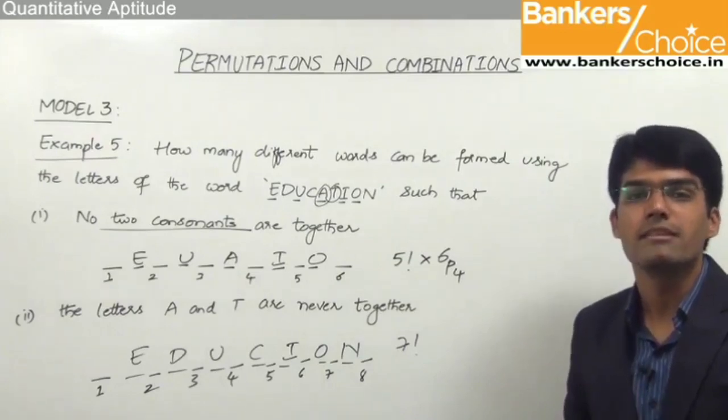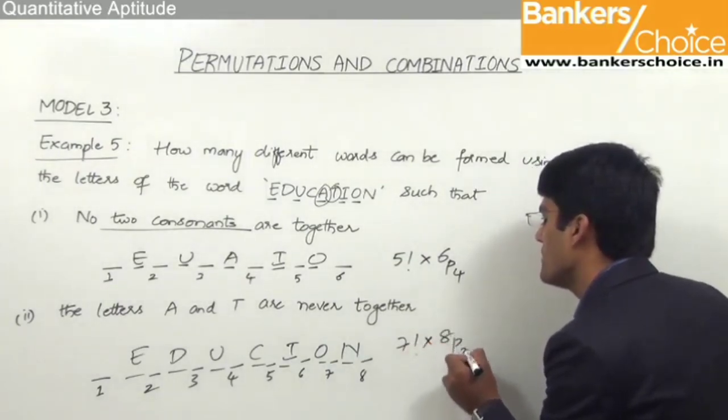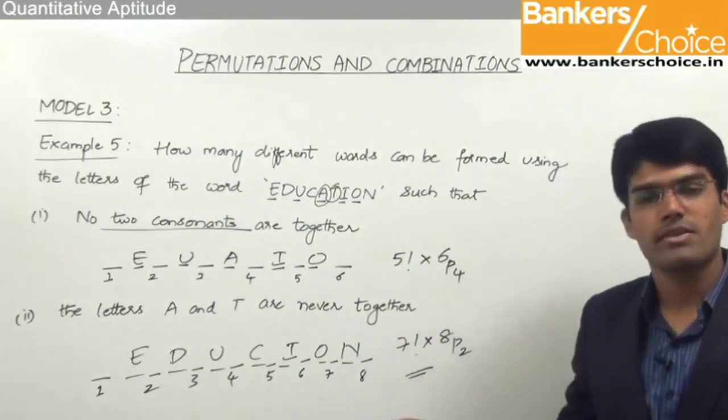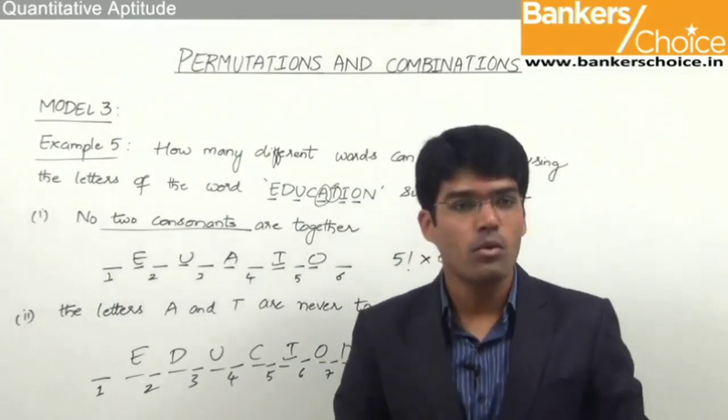So that can be done in 8P2 ways. So we can say it is 7 factorial into 8P2. That's the answer for this particular question. So this is the difference between example number 4 and example 5.